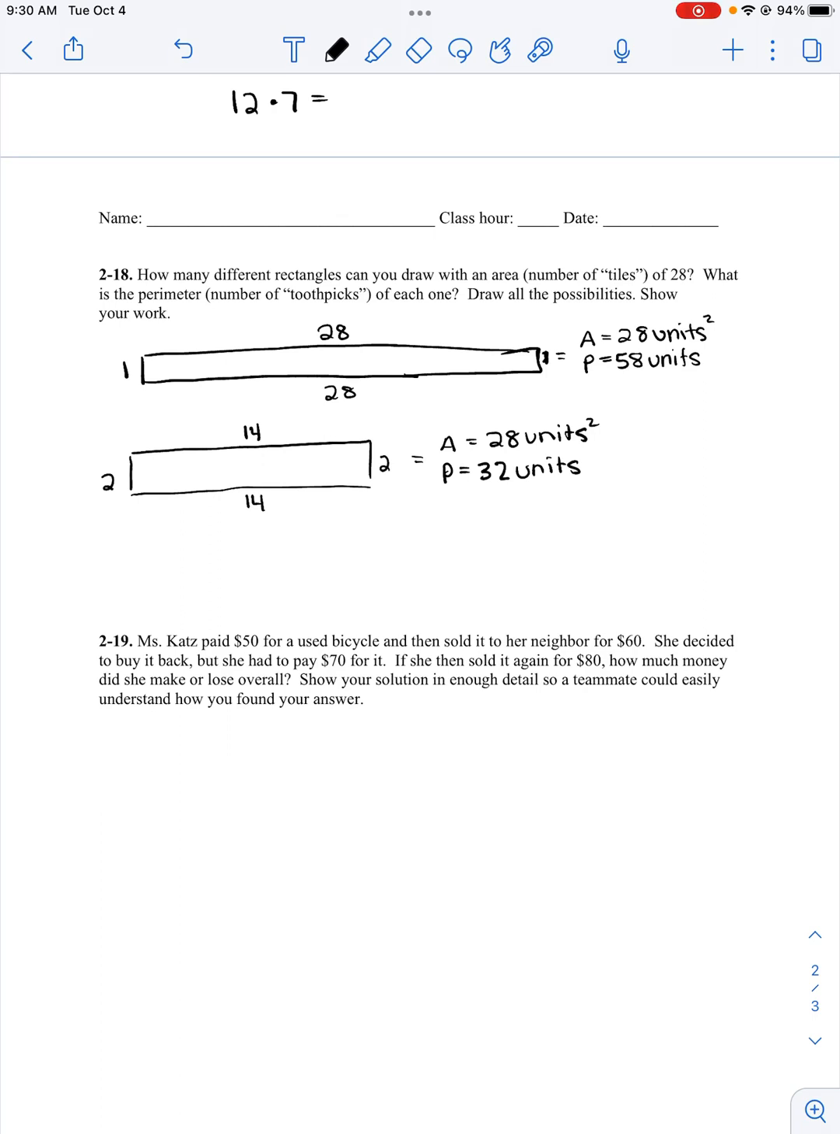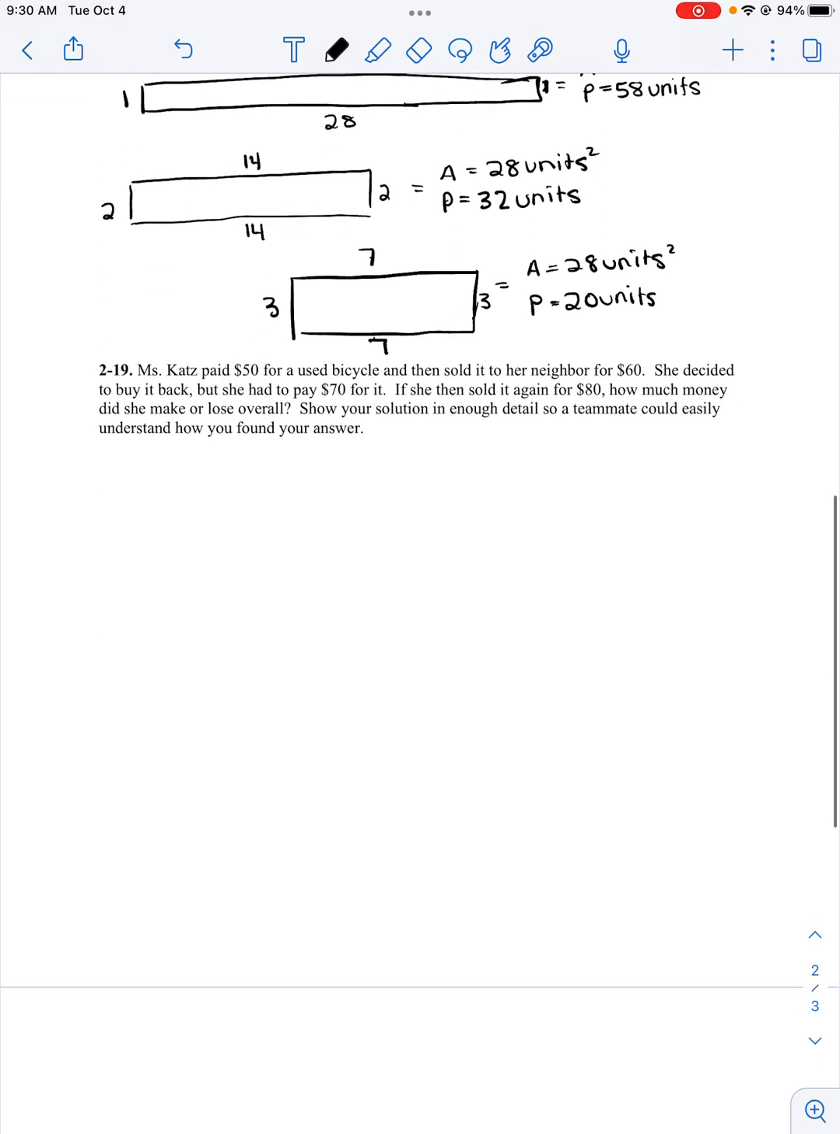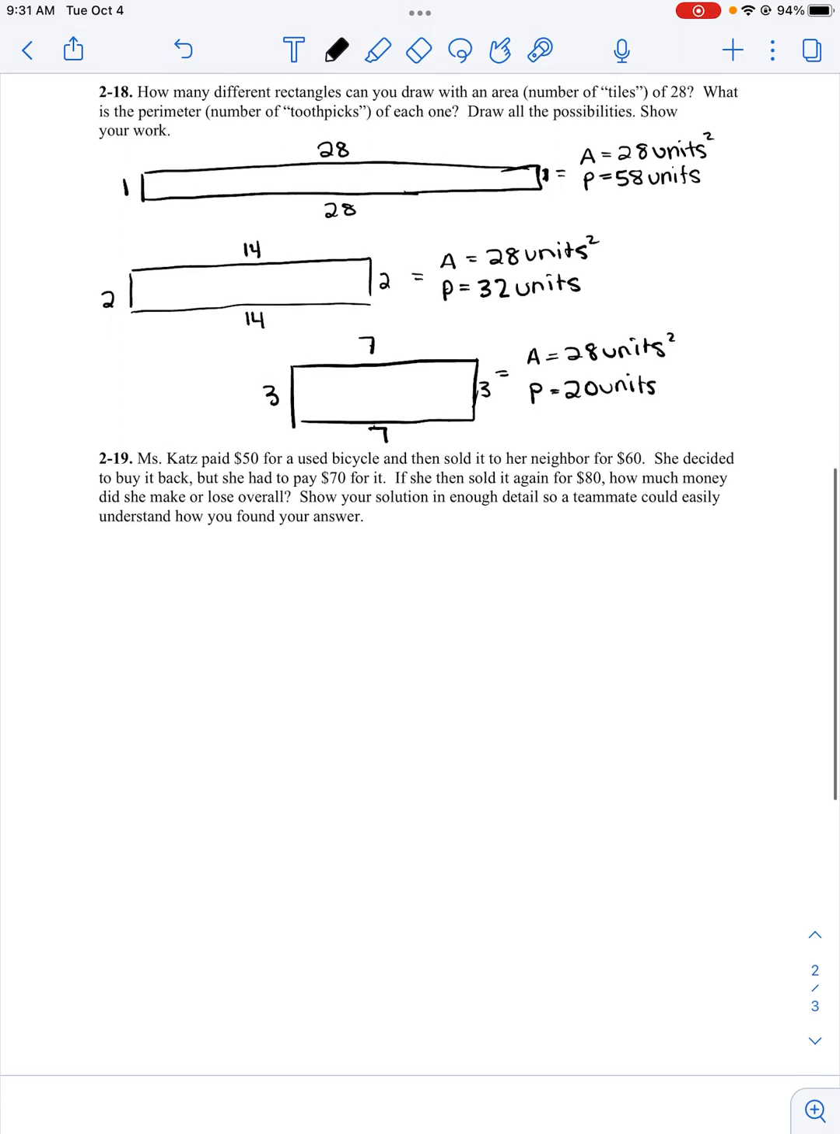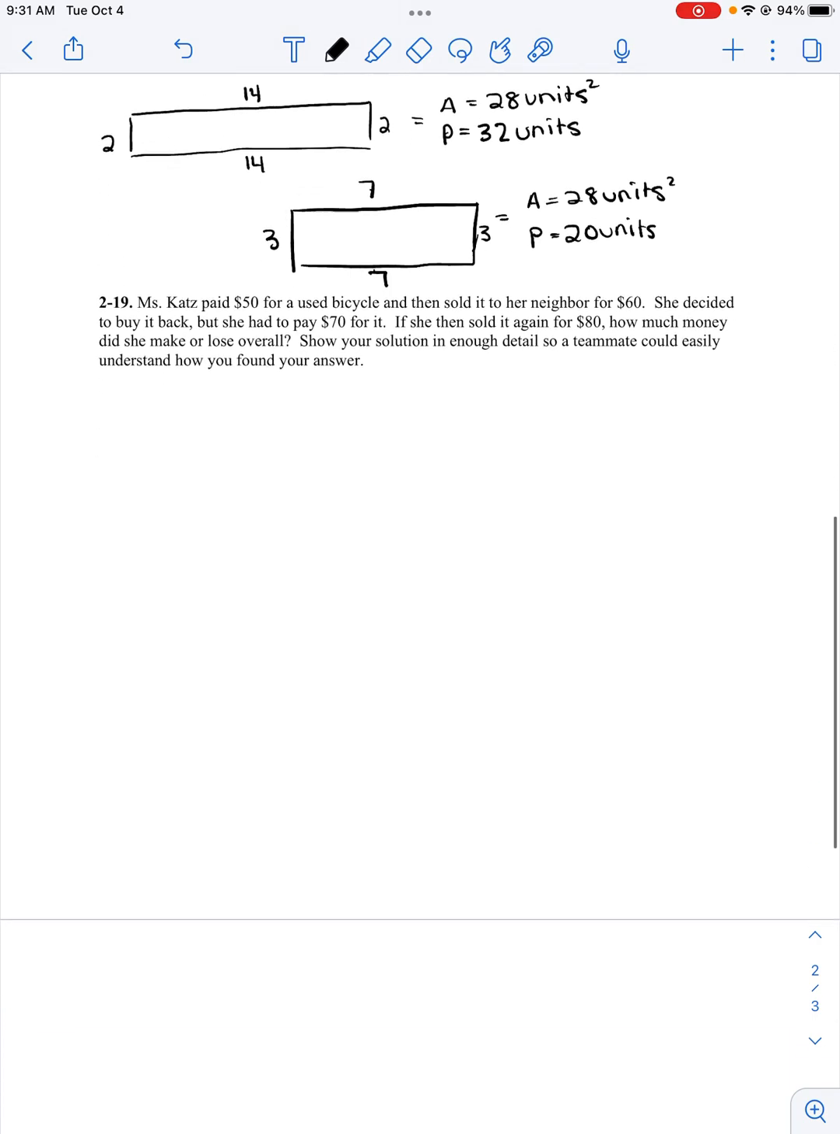Okay, and then if I keep going down my multiplication chart, I will find one more. Okay, it's 3 by 7. So again, my area, I still have 28 tiles. But my perimeter, 7 plus 7 is 14. Plus 3 is 17. Plus 3 is 20. And if I keep going and keep going and keep going, I will find that there are only those 3 arrays or rectangles that I could draw with an area of 28.